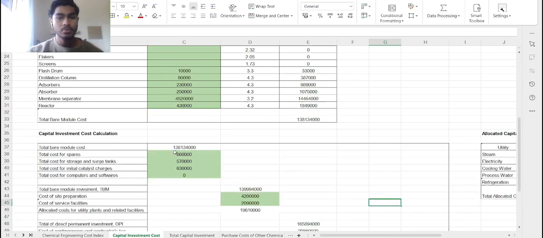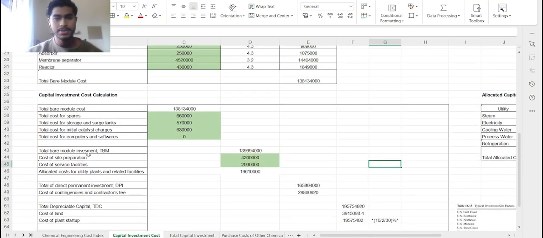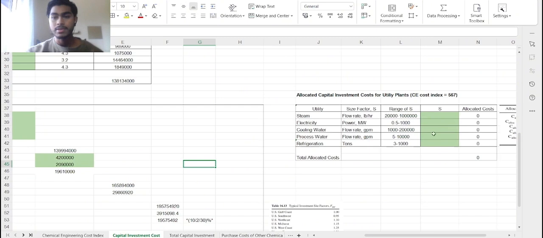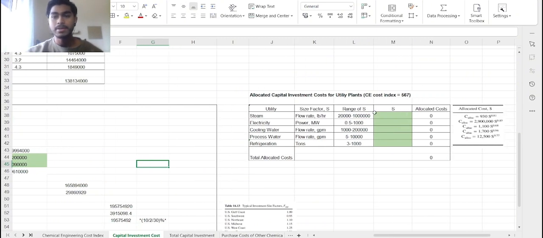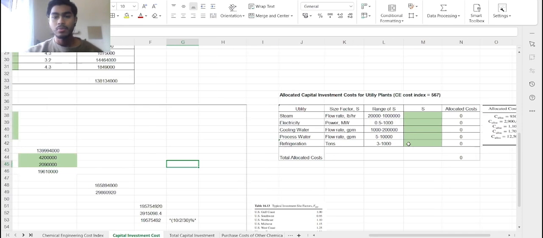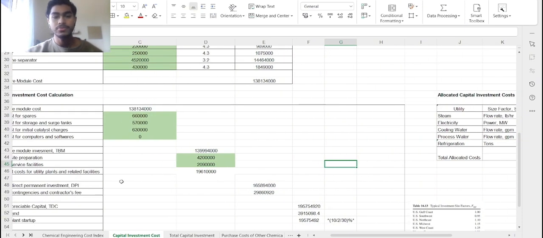Bringing this value down, we also self-input different costs, which include spares, storage tanks, catalysts, and computers, and the summation of these values here will give us the TBM. Once again, we self-input the site preparation and service facility costs and calculate the allocated cost for utilities, which can be done by using the table on the right-hand side, by plugging in the different range of S for the different utilities, and the summation of these values will give us the total cost for utilities.